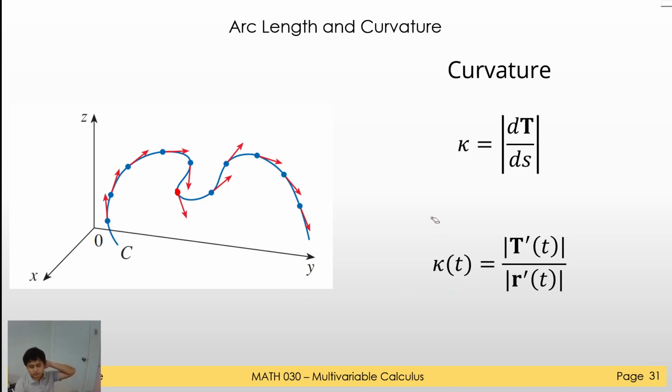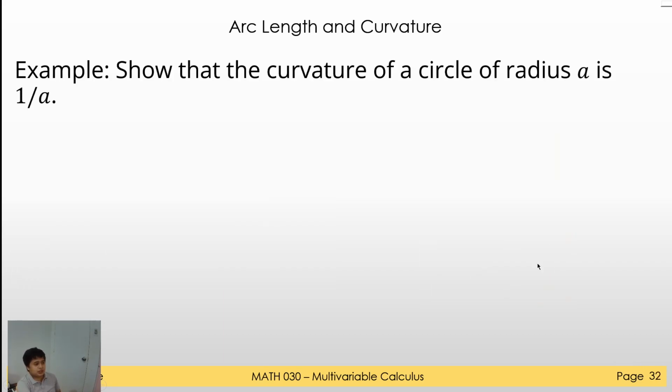So to solve for this, you have to find the derivative of your tangent vector and the derivative of your r vector, also including their lengths. So let's say, for example, we have this given: show that the curvature of a circle of radius a is 1 over a. Again, what is the curvature of a circle of given radius a? We have 1 over a.